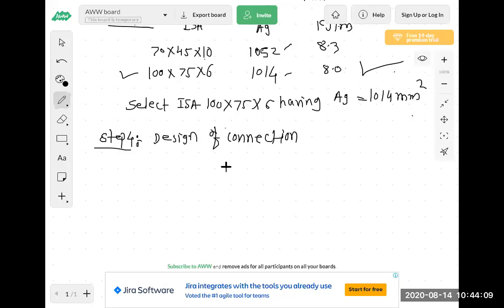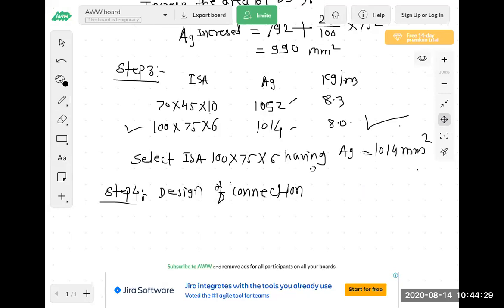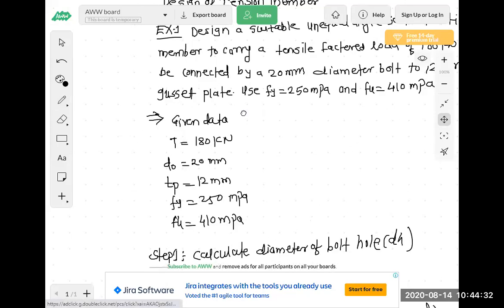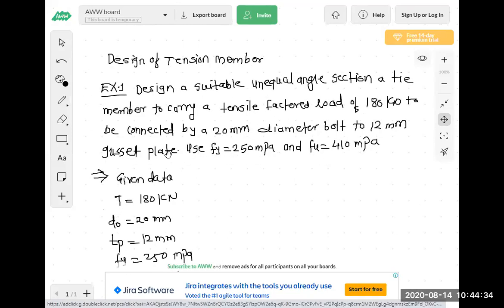Because they have given the diameter of bolt, we have to design the bolted connection here, because they have told us to design a suitable section. The design word is there, so the problem, with the design word and load given, is in the category of type 2, design of tension. They have written design a suitable unequal angle section, and the load is given. If the load is given, your problem comes under type 2 design of section. Load is very important.